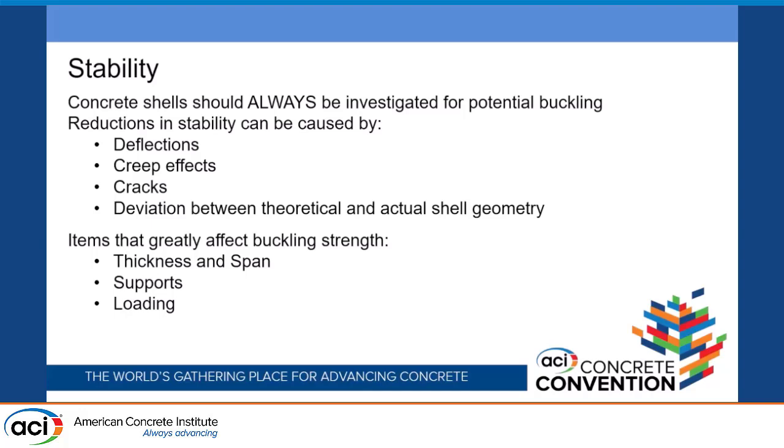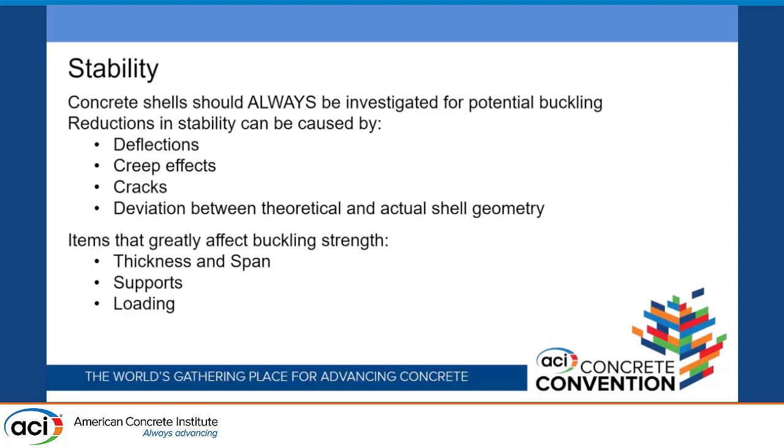So items that also affect buckling strength: thickness and span, which we've talked about. Everything else being the same, if a shell spans a certain length and it's a certain thickness, and you increase the length, then the buckling capacity diminishes. Same thing if you have this length and the thickness goes down, then the buckling capacity diminishes. So that's probably the greatest thing that affects shell stability.